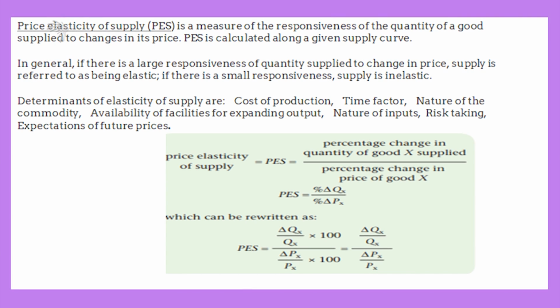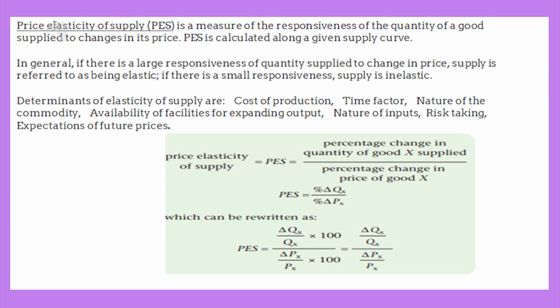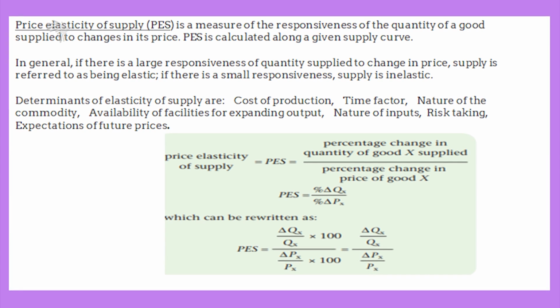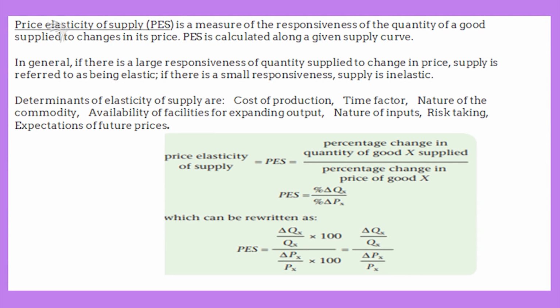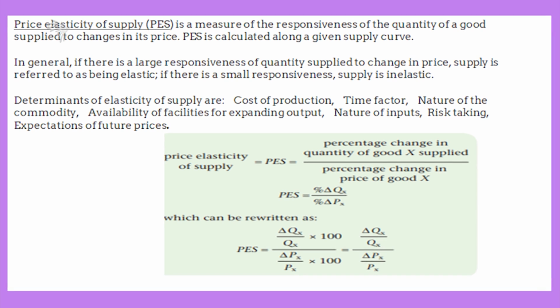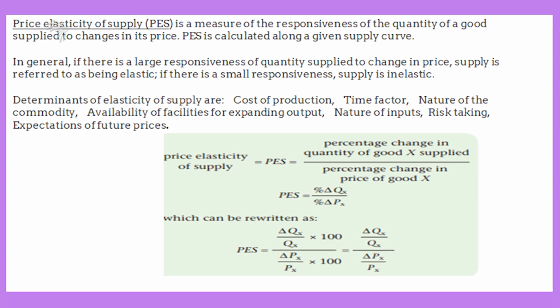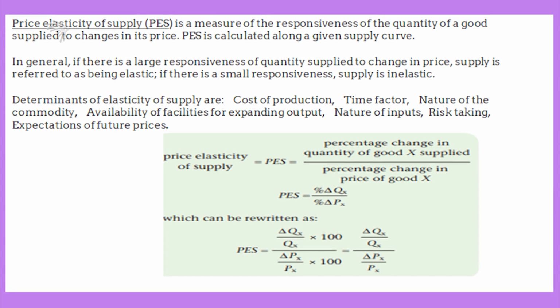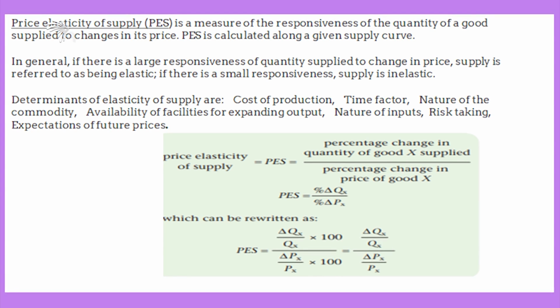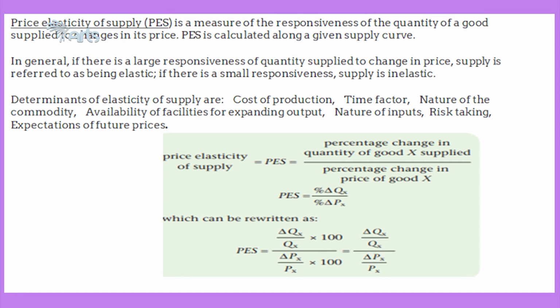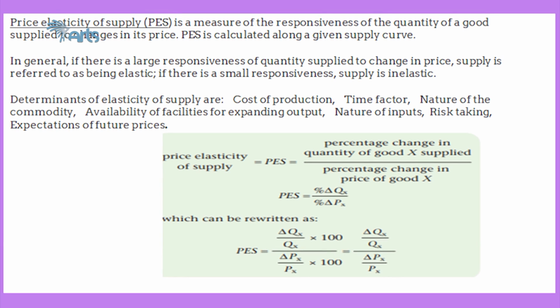Now let's turn to the formula for price elasticity of supply, which is PES. PES is equal to percentage change in quantity of good X supplied divided by percentage change in price of X. So we have summarized the key concepts of the grade 11 economics chapter 2, which were in the areas of demand, supply, equilibrium, and elasticity. Now let's look at 5 sample questions.